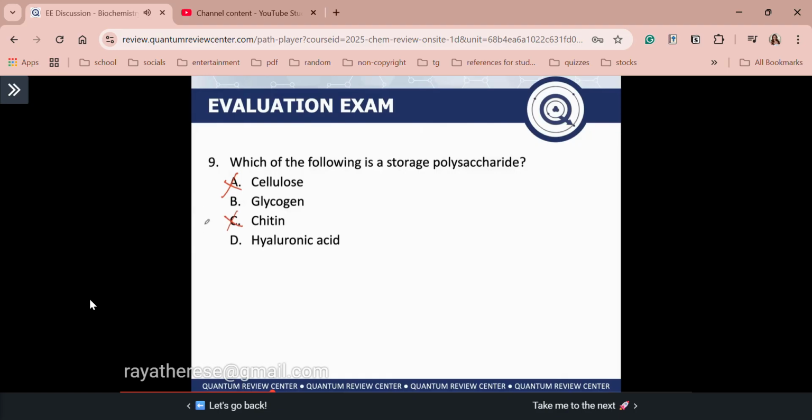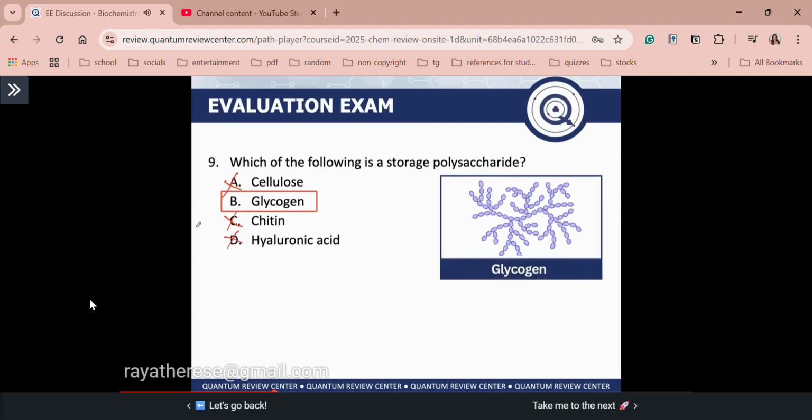Class, hyaluronic acid is actually structural as well. In the joints, they lubricate our joints in our body. So letter D is also for a structural role. And very obvious, class, again, glycogen is our energy storage. Diba? So its counterpart in your plants is starch.